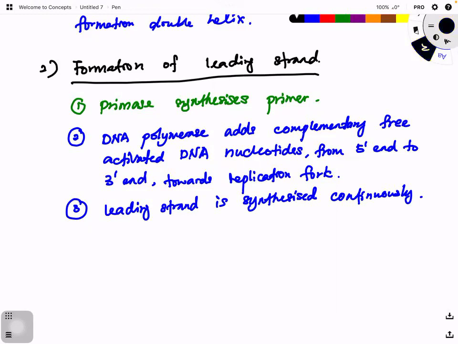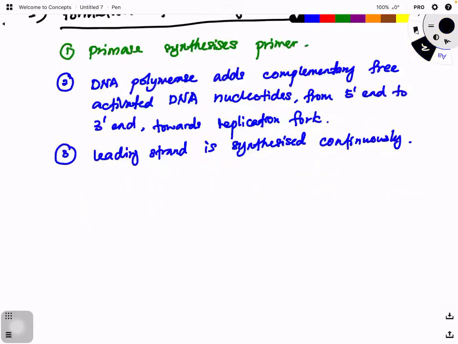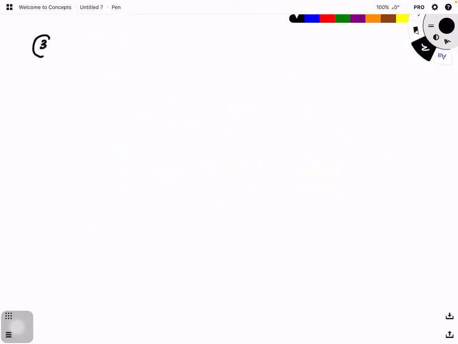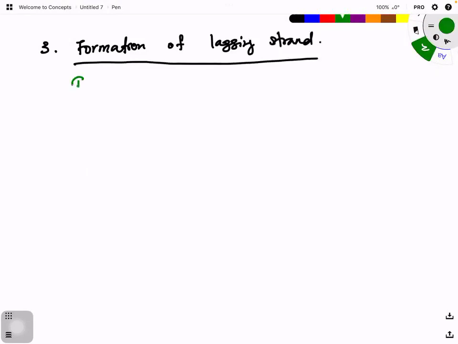Now, number 3, formation of the lagging strand. A bit tedious, more things to write. Formation of lagging strand. So first, you still see the same: primase synthesizes primer. Whether you add it in or not is up to you.